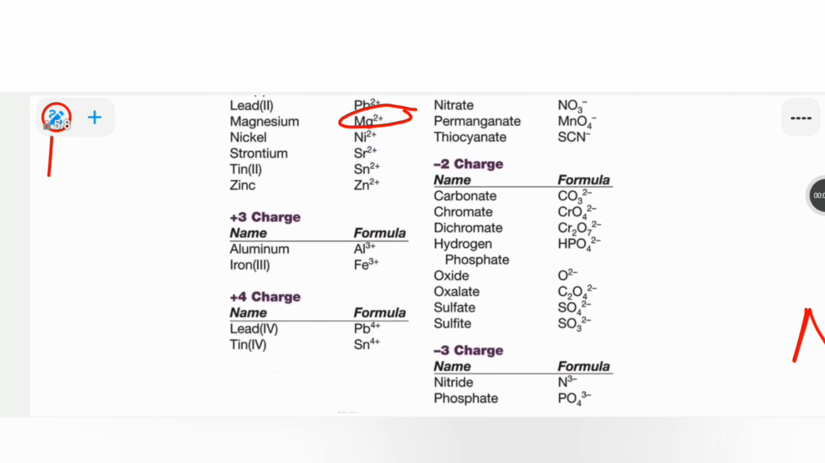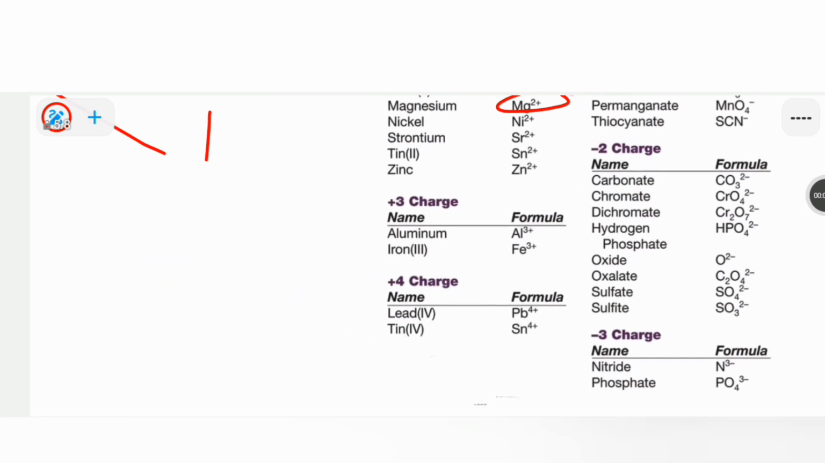Then talking about elements with +3 charge, you only have aluminium and iron 3. You have iron 2 and iron 3. So this is iron 3 and this is aluminium here. Aluminium is always written as Al3+. So take note of that, Al3+.